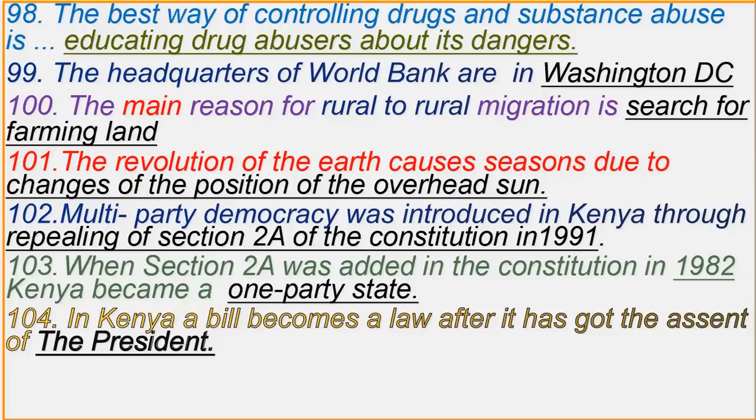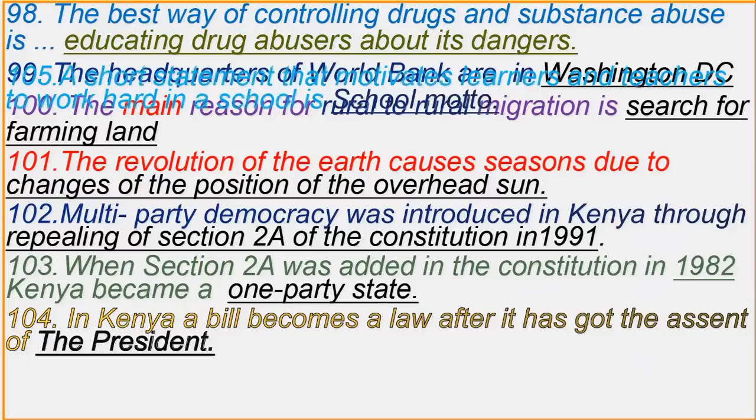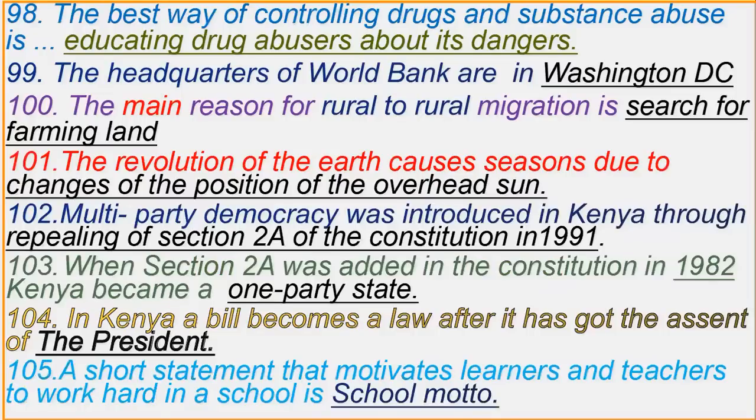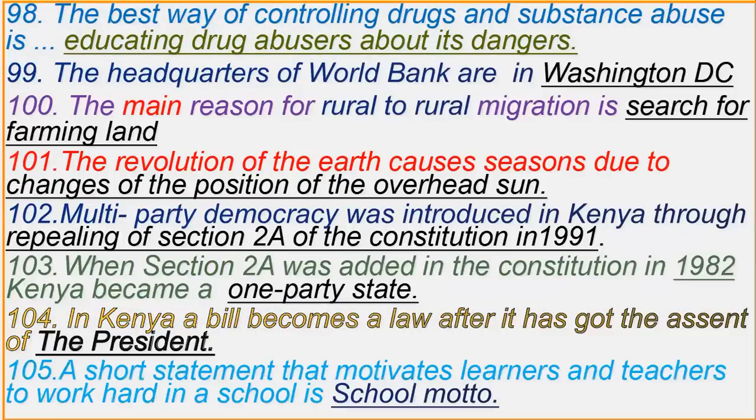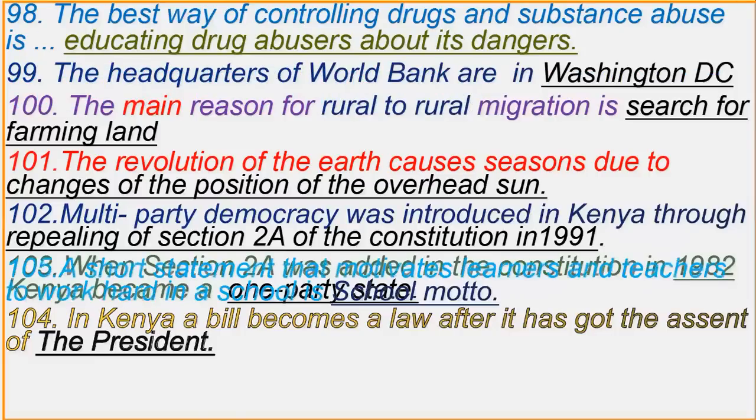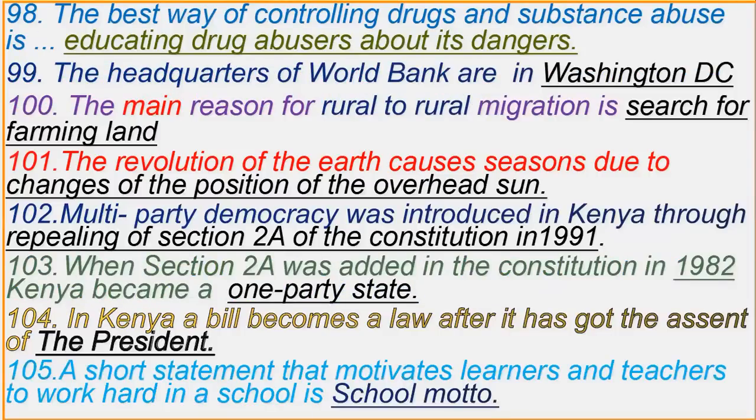Last but not least, number 105. A short statement that motivates learners and teachers to work hard in a school is, the answer should be school motto.